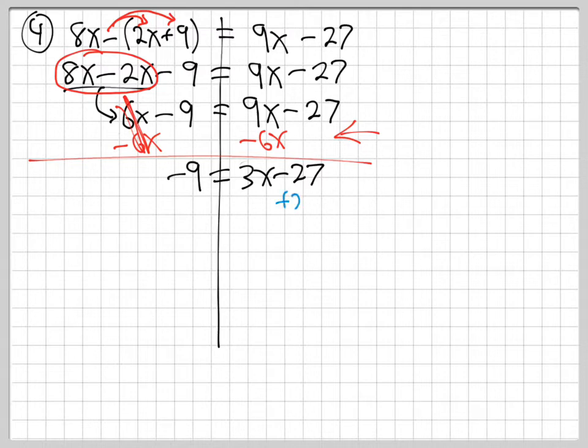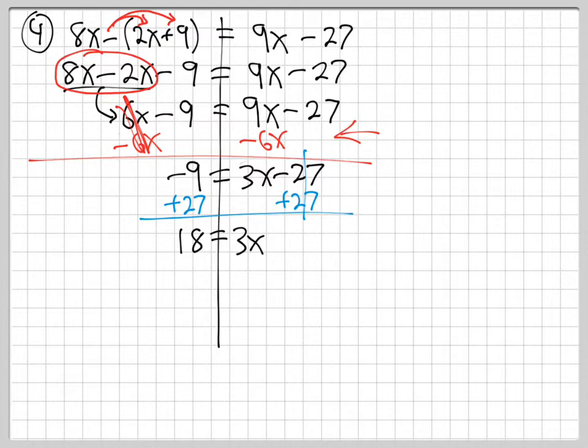So I'm going to add 27 to both sides. That's my action. I draw my horizontal line. Here comes the results of that action. These cancel. You can use your calculator. 27 minus 9 is that 18? Equals 3x. Last step is almost always division. It is not always, but 98% of the time.